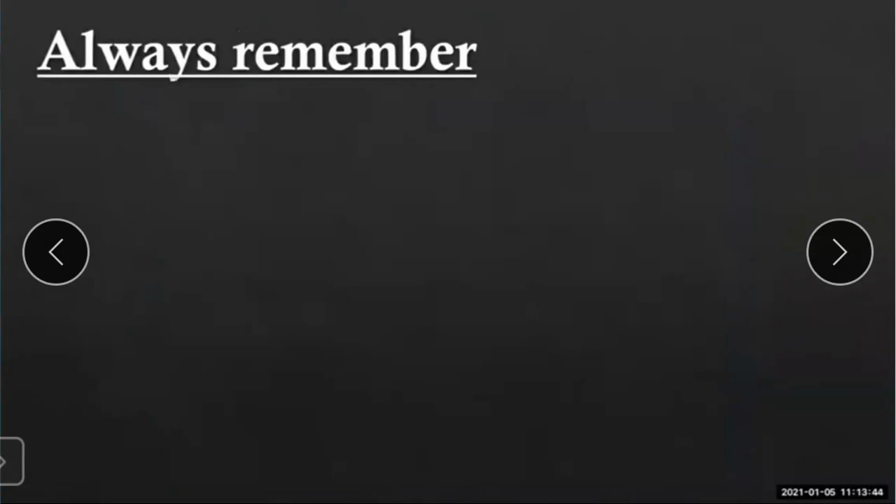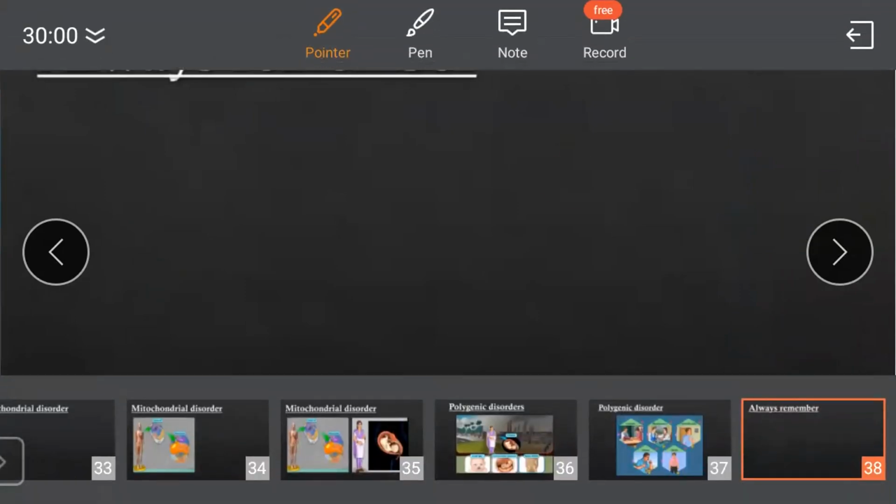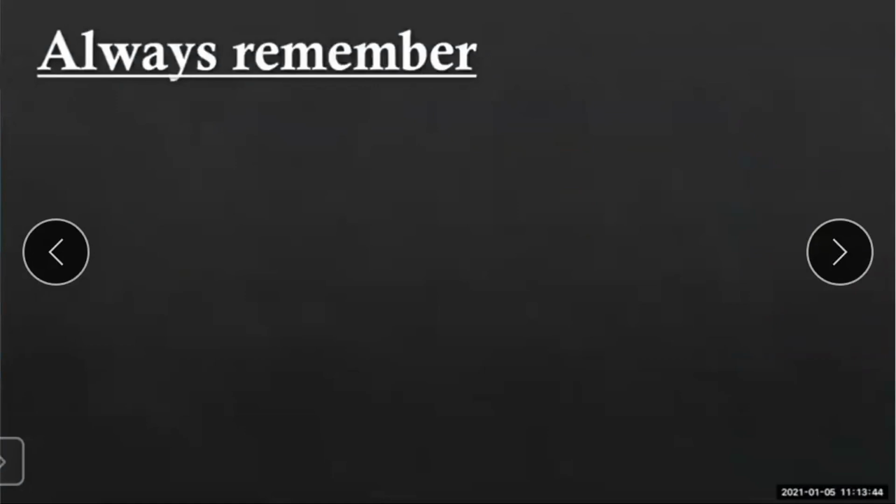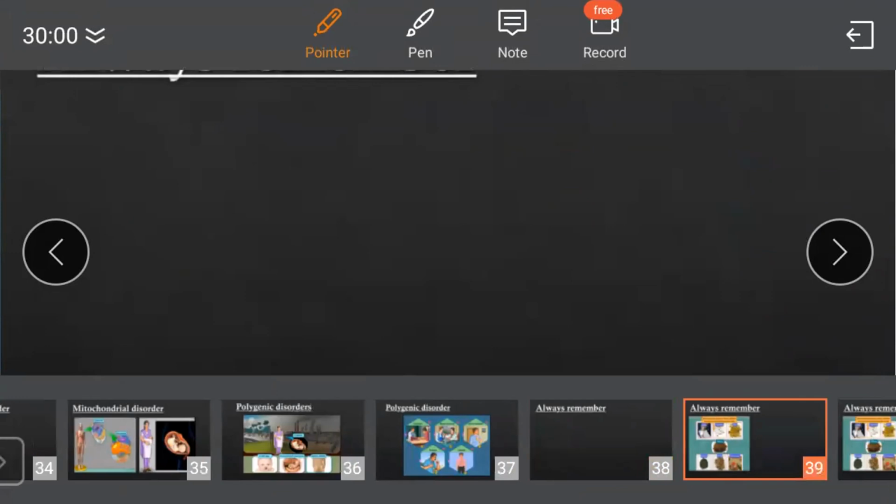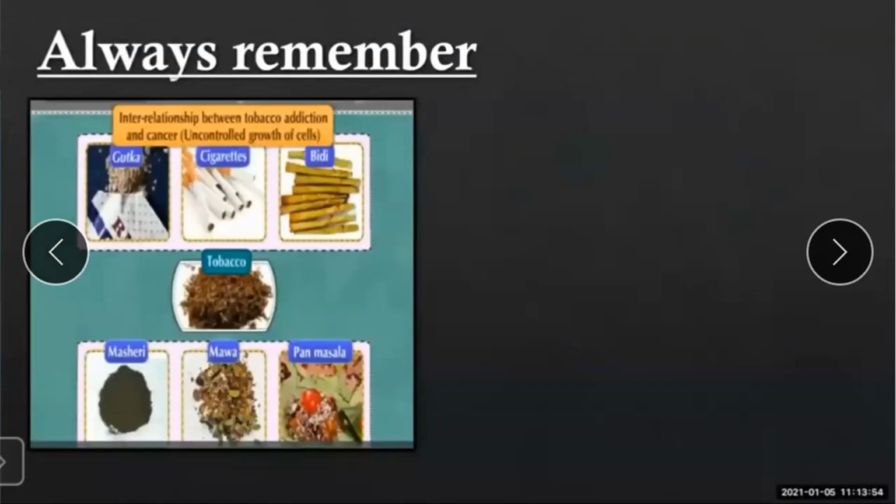Now moving further, what we should always remember. The topic is the interrelationship between tobacco addiction and cancer. What is cancer? Uncontrolled growth of cells. Now, many people consume what?